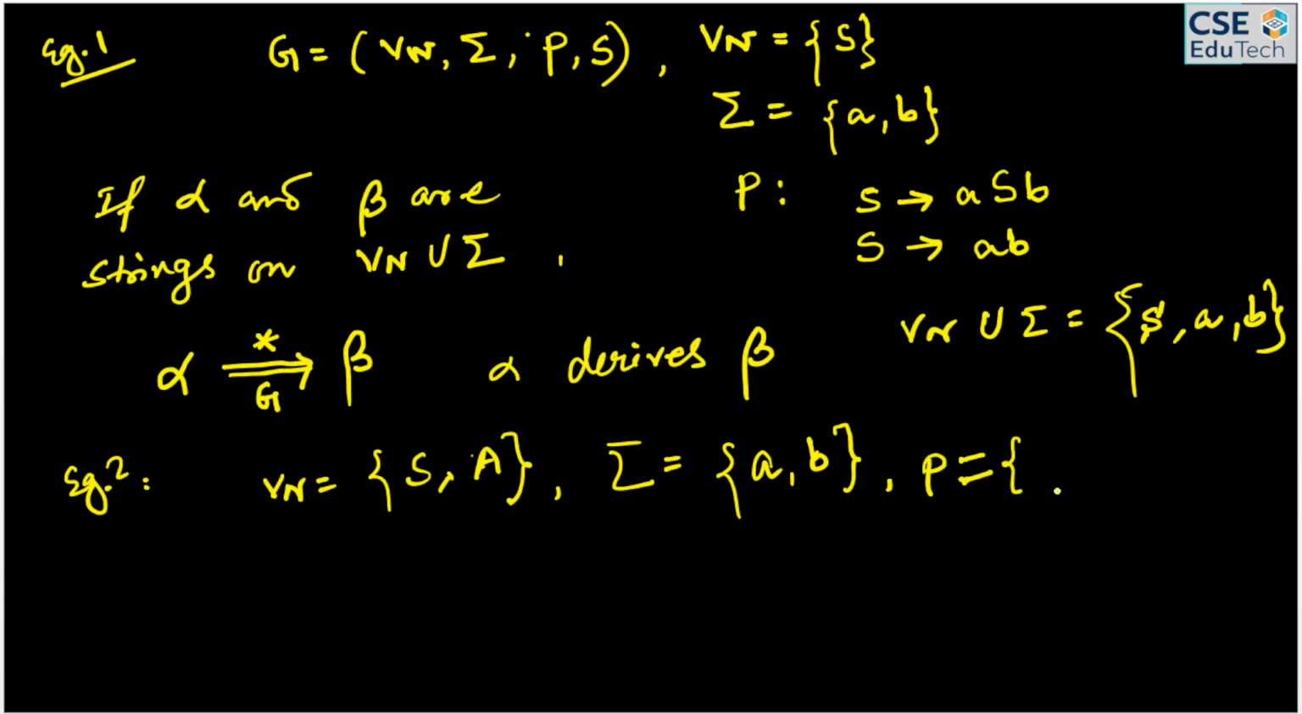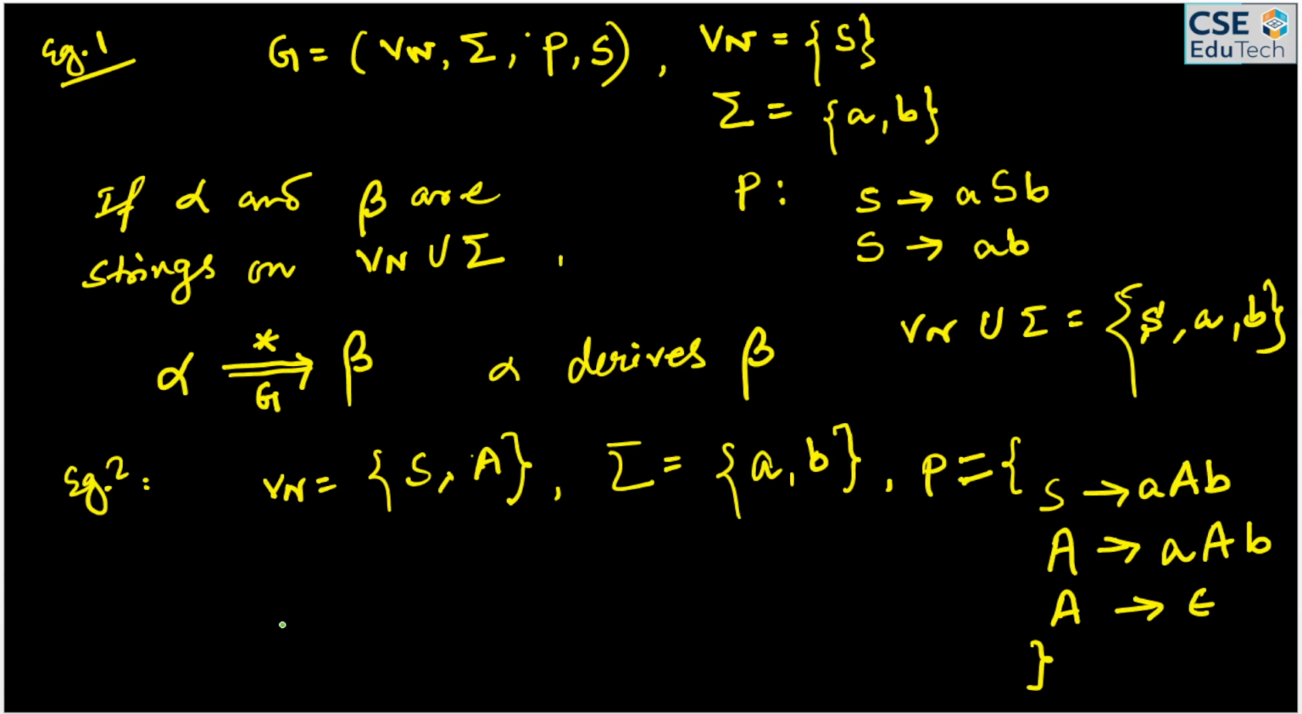P is basically given as S to aAb, then A to aAb or A to epsilon, right? So these are the three production rules given. So now here the start symbol is obviously S. Clear? So the start symbol is obviously S.